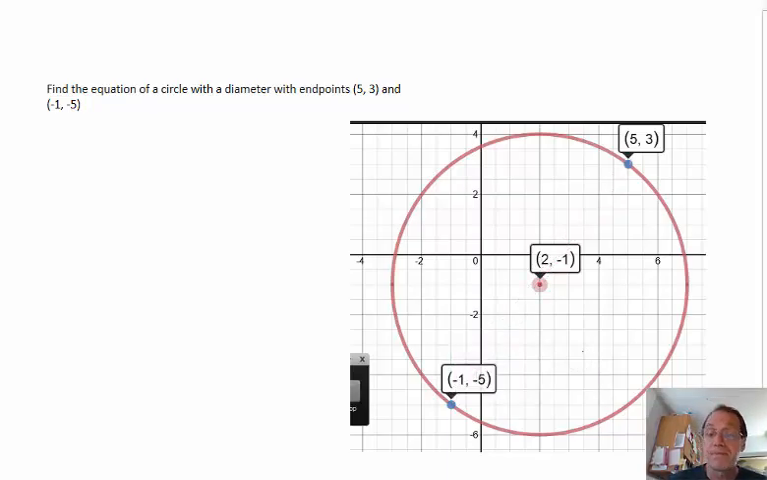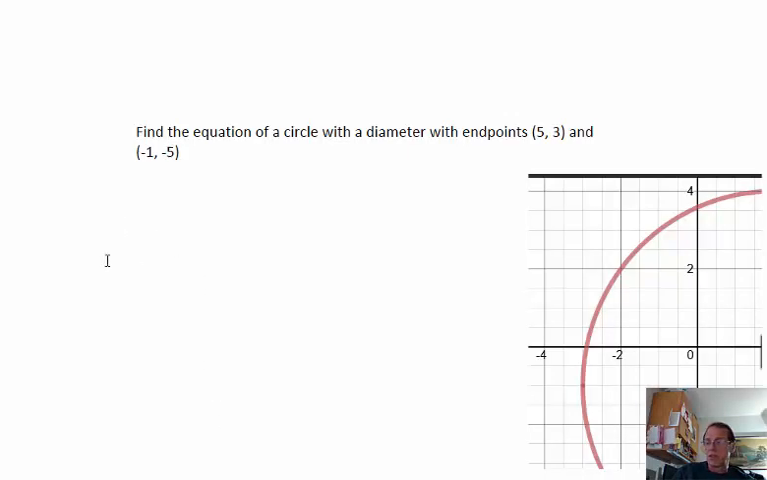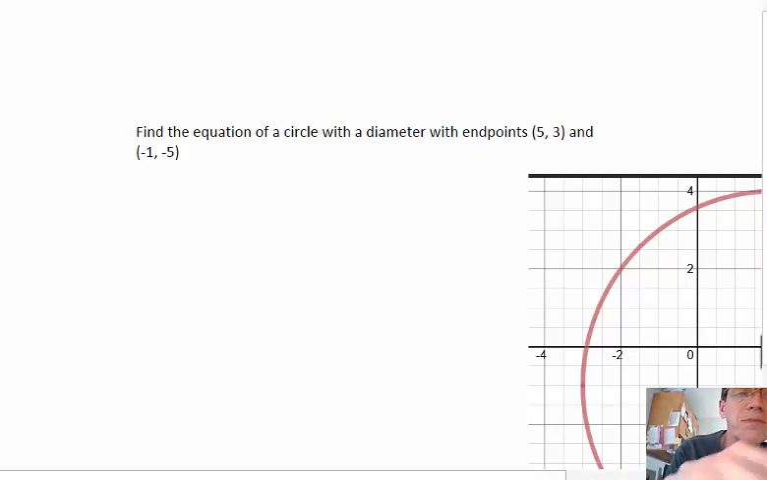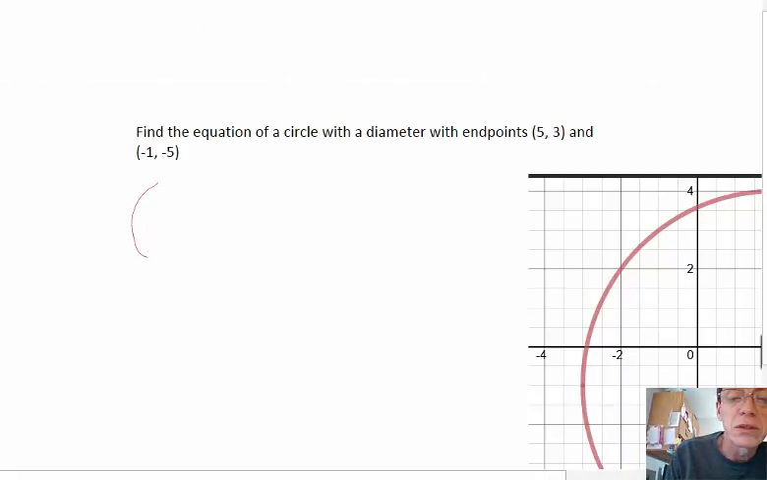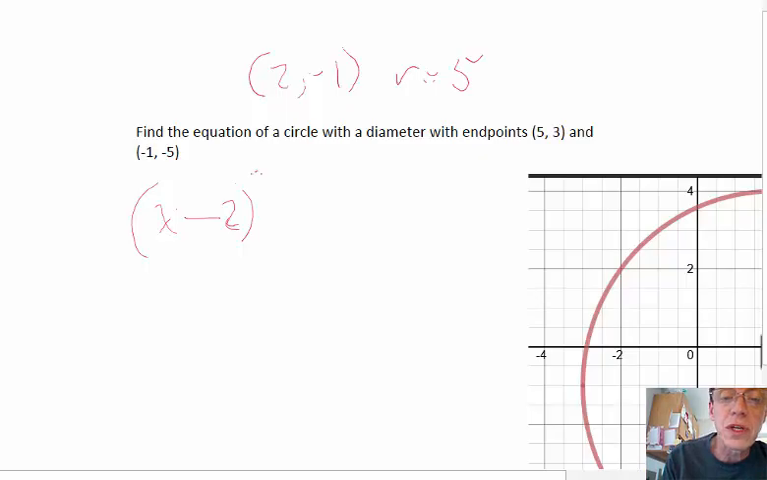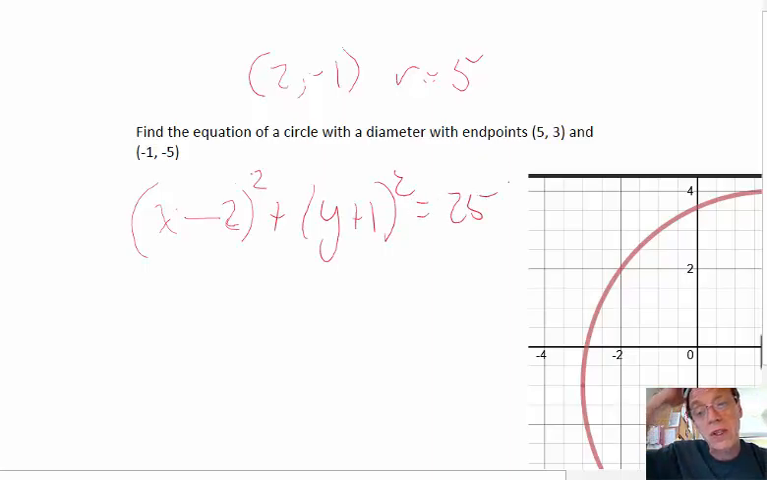And we got our equation. Wonderful. So the one thing I forgot to do is to write the equation. So let me do that real quick. The equation is, come on, OneNote, work with me here. x minus 2, that's where our center was at (2, -1), and our radius was 5. So (x - 2) squared plus (y + 1) squared equals 25. And that works.